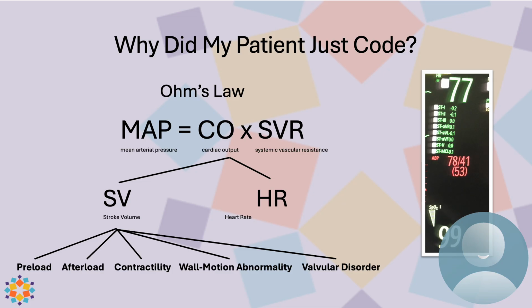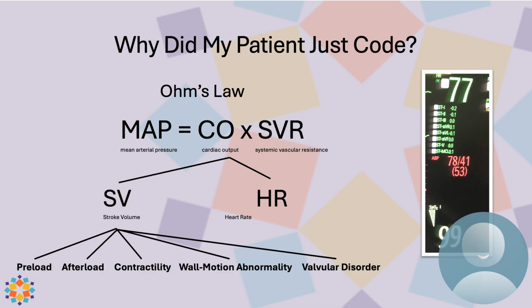In this case, it was primarily a contractility problem. So the reason our MAP was low, the thing that we were trying to fix in that case, was a cardiac output problem because the stroke volume was low, because contractility was low. But you can see this works for almost any situation.